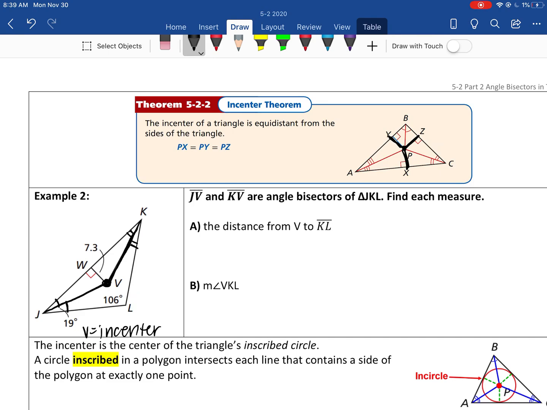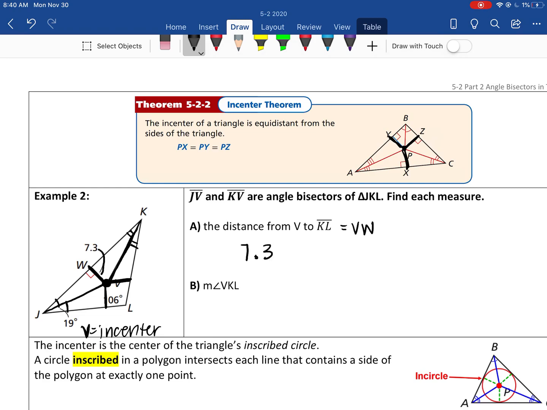I want to find the distance of V to KL. Well, we know that V is our incenter, and that from our incenter to the side of our triangle is equal all the way around. So this distance is going to be equal to your incenter to this side and your incenter to this side. The only one we're given is VW, so I know that this is equal to VW. Right here it says it's 7.3. So that means my distance is 7.3.